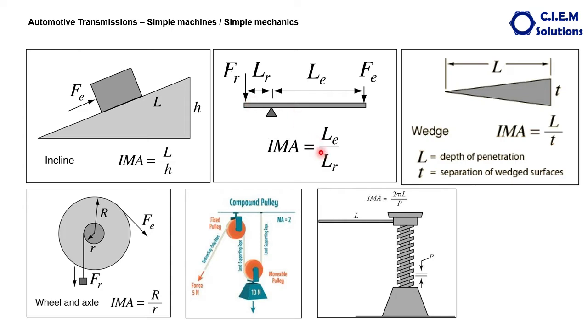by LR. This is suppose 2 meters and this is suppose around 6 meters. 6 divided by 2 is nothing but 3, which is the mechanical advantage. So if you want to lift a 30 kg load, you can just apply 10 kg force here. So that's what the simple formula is.